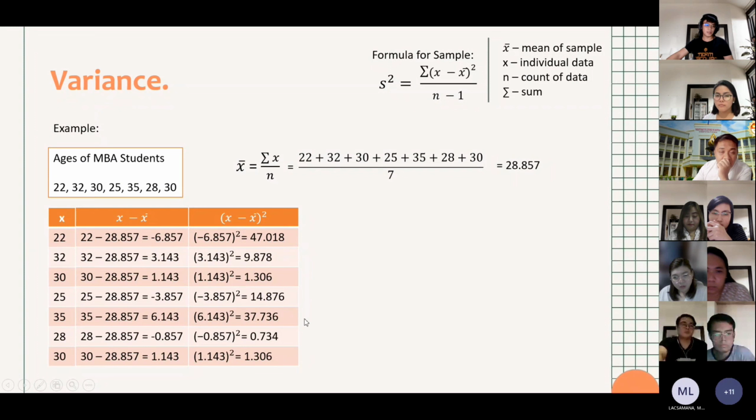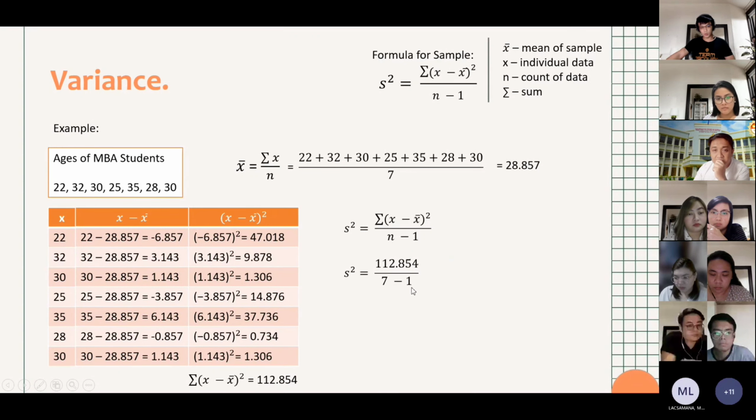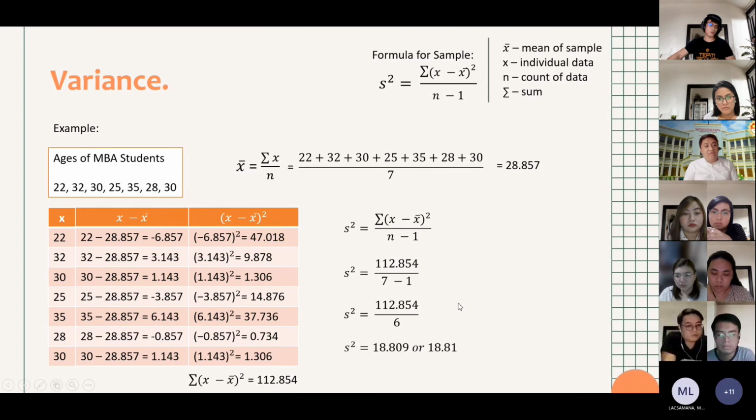And then after that, isa-sum up lang natin lahat ng to. Kasi yung nasa formula natin, meron tayong summation. Okay. Which will give us 112.854. So guys, this is gonna be our numerator for this example. So kukunin na lang natin yung denominator, which is n minus 1. So n is equivalent to 7, which are the numbers of data. Okay, n minus 1, which is 7 minus 1, is equal to 6. So we have 112.854 divided by 6 is equal to 18.809 or 18.81. So this is going to be our variance for this example. Am I clear po?